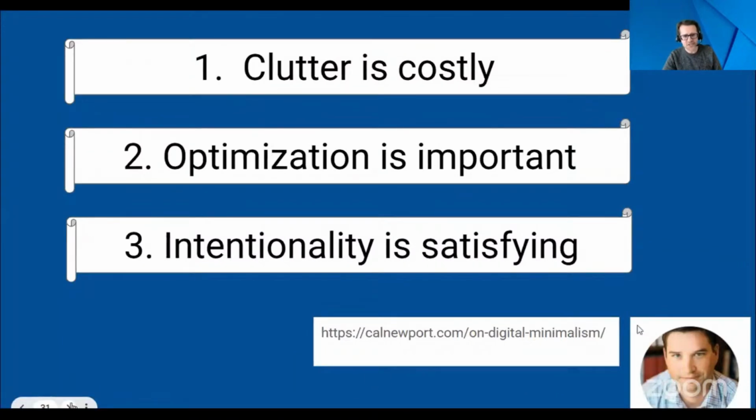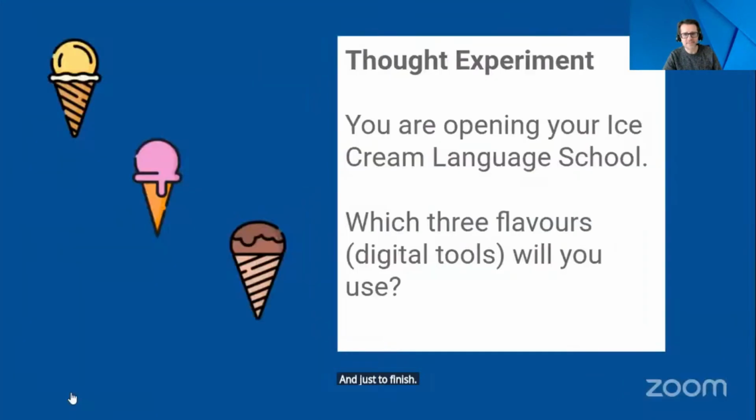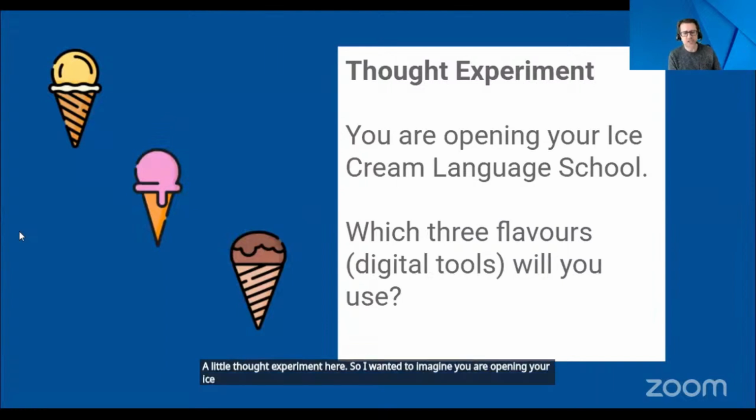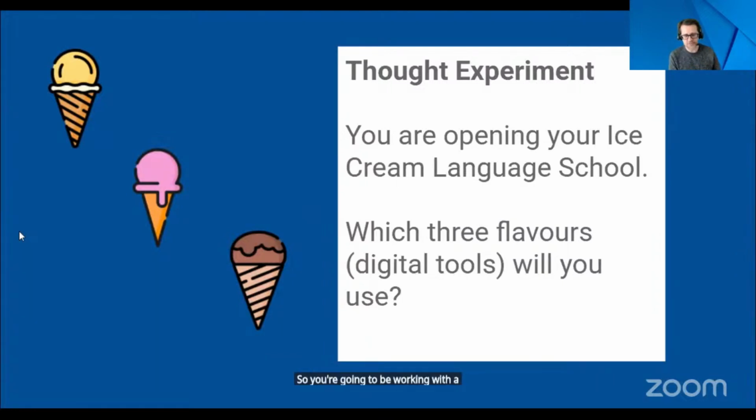And just to finish, a little thought experiment here. I want you to imagine you are opening your ice cream language school. So you're going to be working with a number of teachers, okay? And you're going to be restricted only to three digital tools for your teachers and for your learners. Think about your context, think about your learning objective, think about your beliefs, think about what your learners can use and how easy it is to learn them. These tools, think about your teachers and how user friendly they are for teachers.